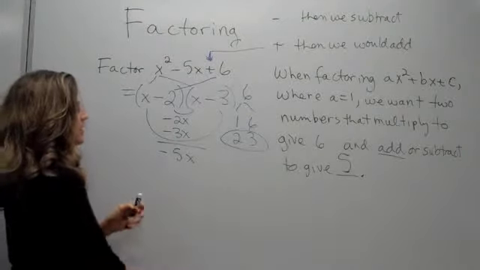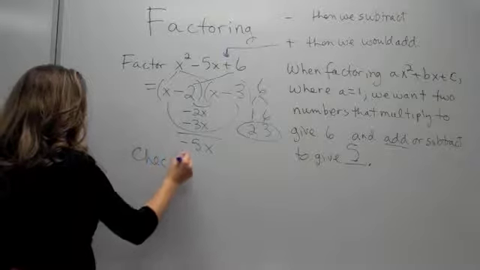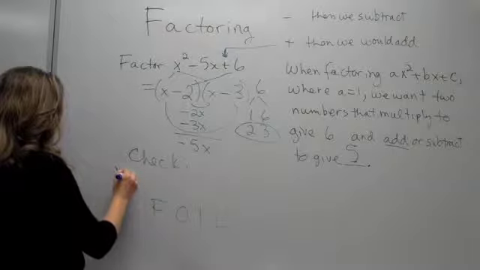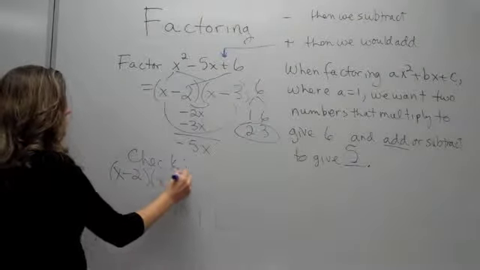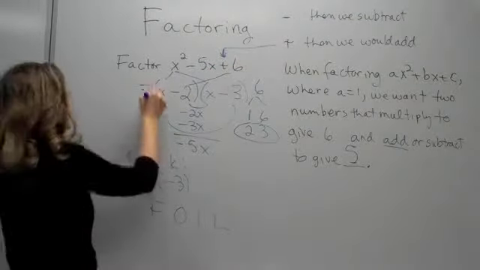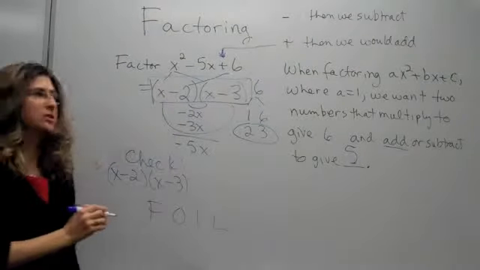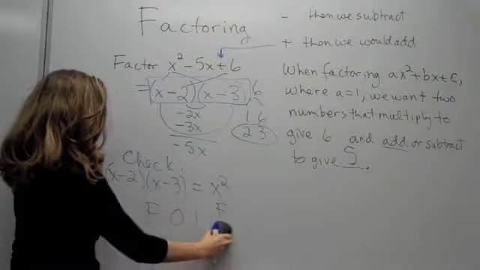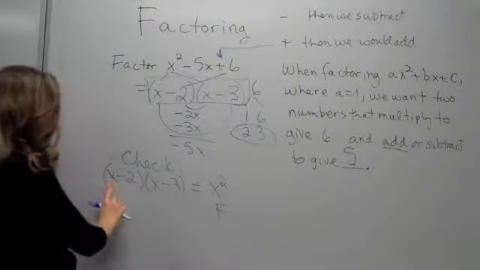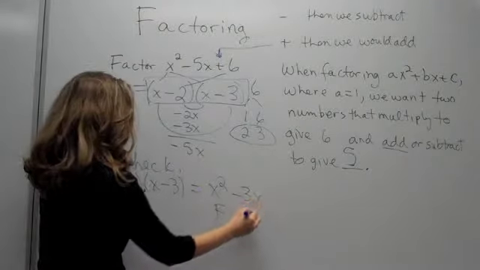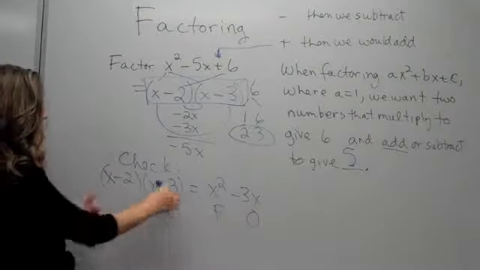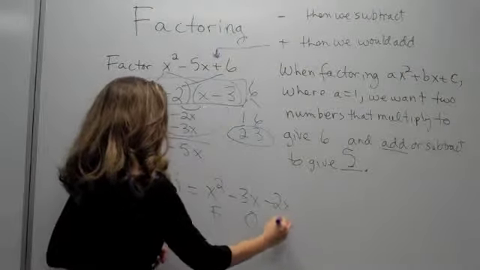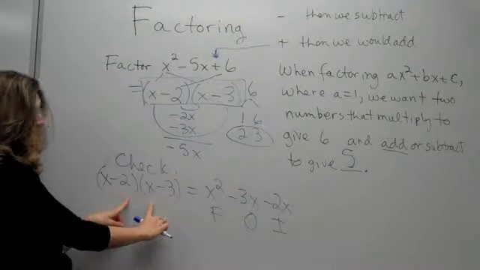Let's check this using the FOIL method. We want to see that x minus 2 times x minus 3 equals what we started with, the original expression. And if so, then this will be the correct factorization. X times x is x squared. That's our F for FOIL. Then x times minus 3 is minus 3x. That's our outer two terms. If this were a rectangle, those are the ones on the outside. Minus 2 times x is minus 2x. Those are the inner terms. If this were a rectangle, those would be the ones on the inside.